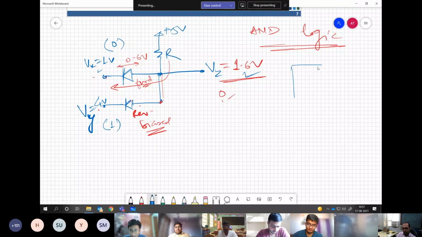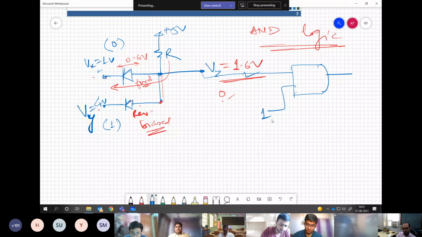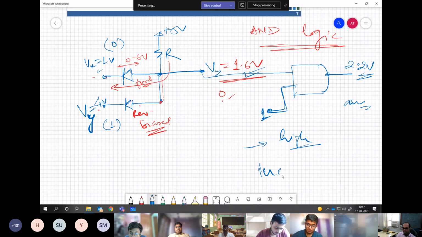Say for example, you connect another AND gate over here and again give this logic to this gate, and you are giving 1 at the other terminal. Now this 1.6, with the same philosophy, will become 2.2 volts. It has gone into the ambiguous state, in the gray zone. And if you keep on adding circuits like this, slowly it may go into high logic, which is incorrect.